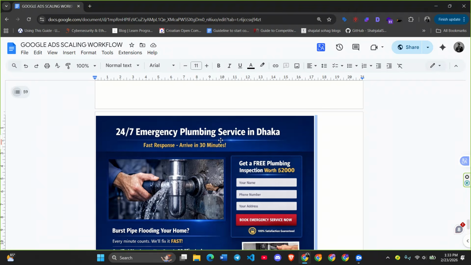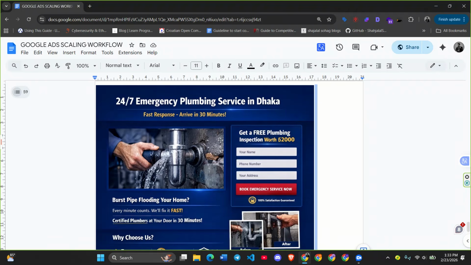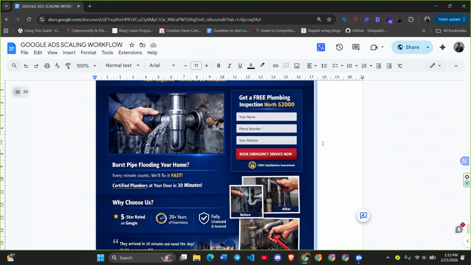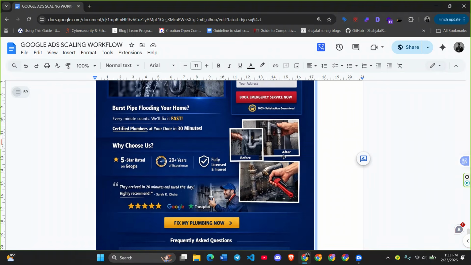Then you can use a primary CTA, such as Book Emergency Service Now. You can also use a hero image or video, such as a before and after. And you can also use some trust indicators, such as a 5-star rating or 20-plus years of experience.